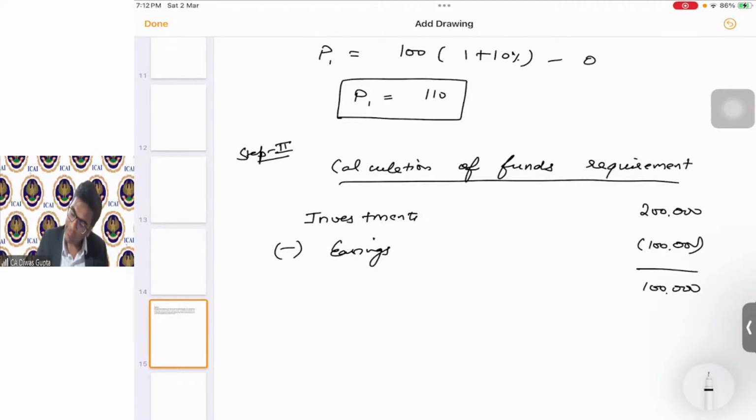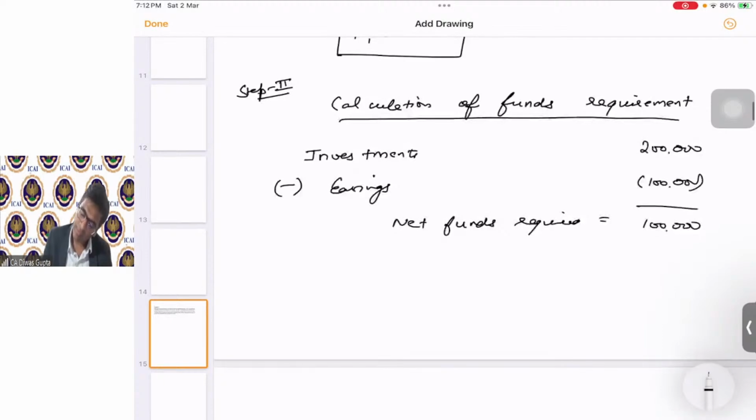So net funds required is equal to 1 lakh plus what funds you need for dividend? Nil. In this case, we are assuming we are not paying any dividend, right? So we need nil for dividend. So 1 lakh rupees is the net amount required.